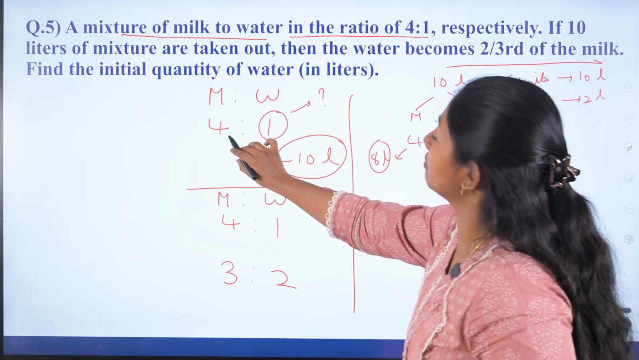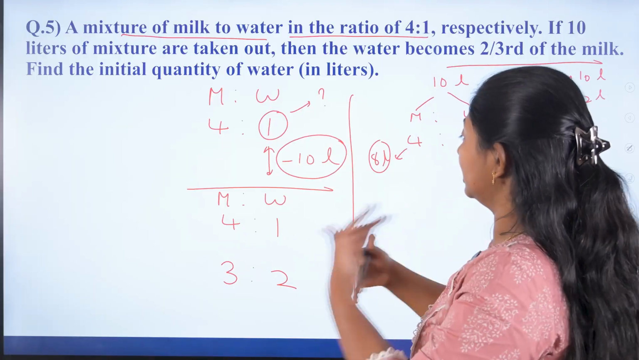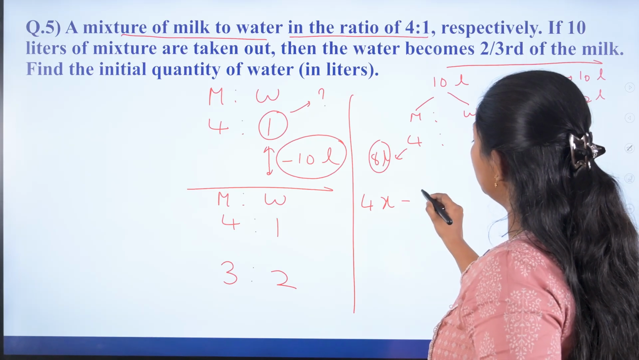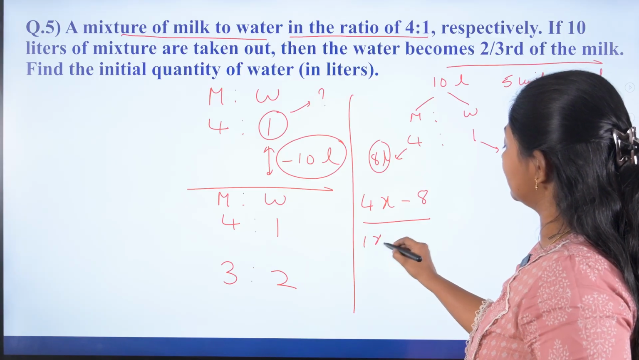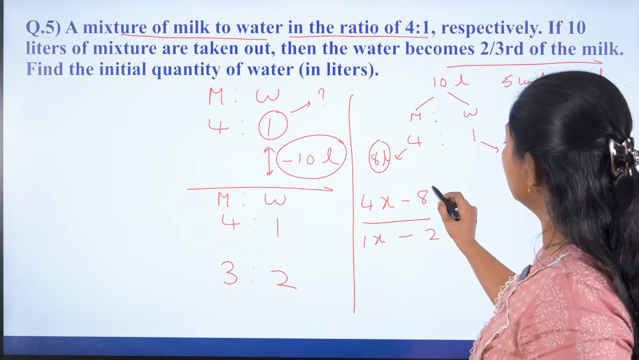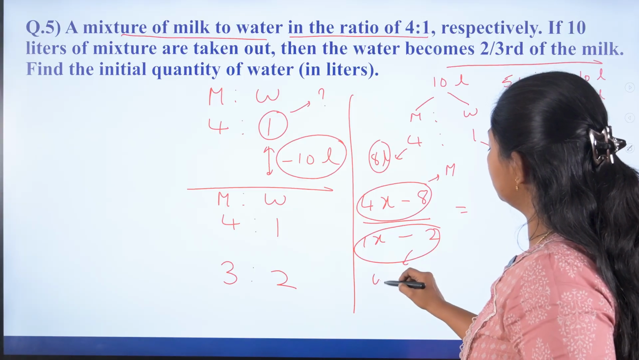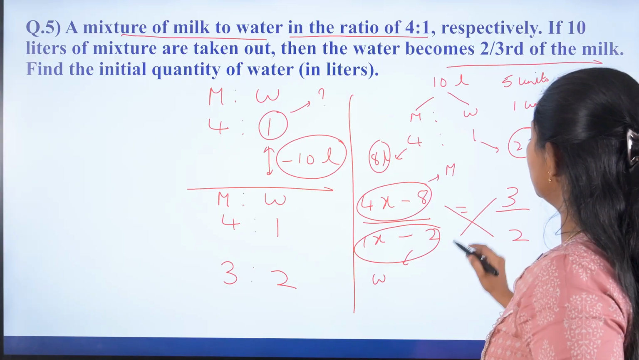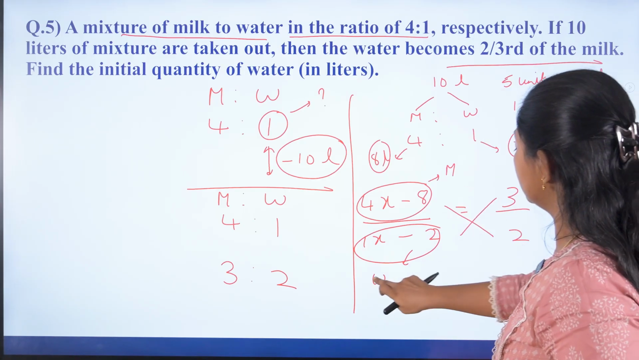Now originally milk was 4 units and water 1 unit. To convert this ratio to a value, I will multiply it with a constant. So the initial quantity is 4x. From that 8 liters has been drained away. Now water was 1x minus 2 liters. Now the final ratio of this, this is milk and this is water. So what is the milk to water ratio? 3:2. So just cross multiply, and see how much you are going to get. Wait, let me erase this portion also.